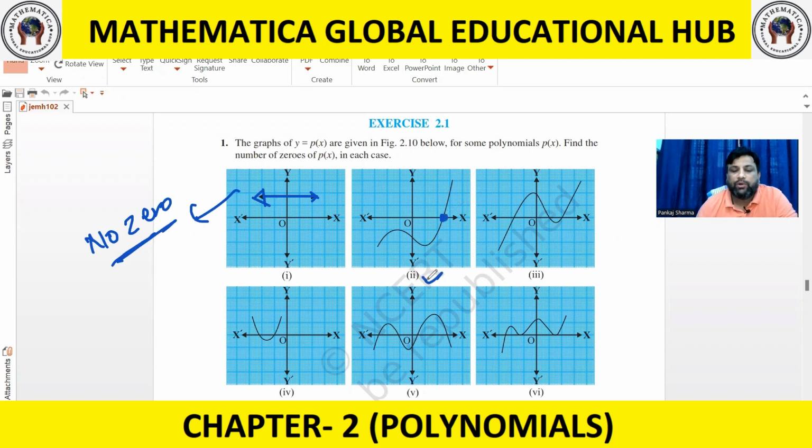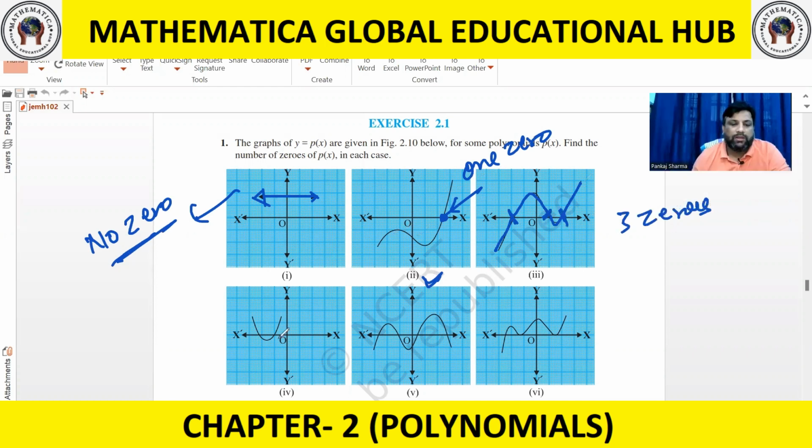Now the second graph. This graph is intersecting the x-axis at how many points? 1 point. So there will be 1 zero. Here the graph is intersecting the x-axis how many times? Please count: this is 1, this is 2, and this is 3. So 3 zeros. Here the graph is intersecting 2 times, so 2 zeros. Here the graph is intersecting 1, 2, 3, 4 times, so there will be 4 zeros. Here the graph is touching at 1 point, and at 2 points intersecting, so the number of zeros will be 3.